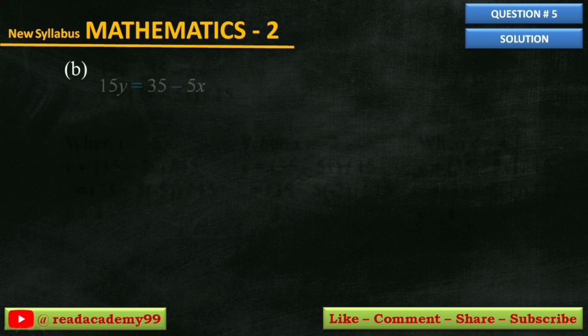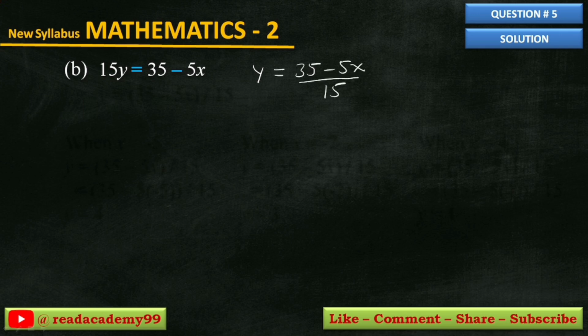The second equation is 15y equals 35 minus 5x. Again, make y the subject of the equation by dividing by 15 on both sides. y equals (35 minus 5x) divided by 15. Now find the coordinates using this equation.